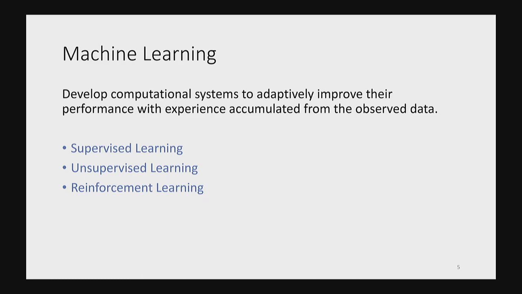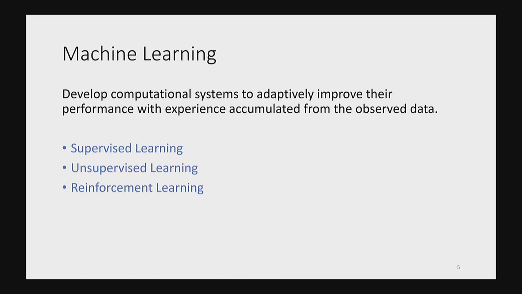Machine learning, you can define it in several slightly different ways, but we just use the one from our textbook: to develop these machines, to train machines using data. Basically, that's what it is. And there are, broadly speaking, 3 different types of machine learning: supervised, unsupervised, and reinforcement learning.